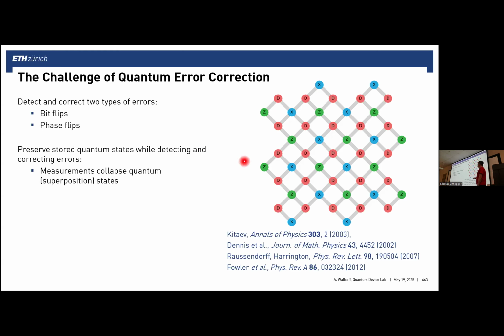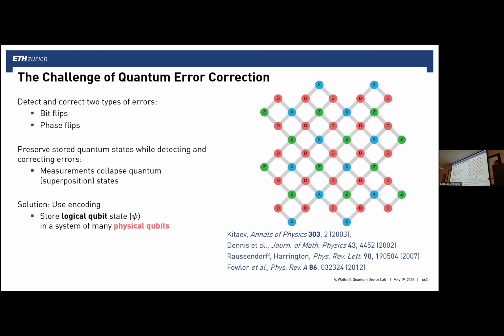And at the same time, you have to figure out whether an error has occurred or not without affecting the quantum information stored in your encoded logical qubit state. For example, if you think about a single physical qubit in a 0 plus 1 superposition state, and you were to measure it, then this measurement in itself would collapse that superposition with the probability of a half into either 0 or 1. And then you have affected the quantum information stored. So you have to come up with other schemes to deal with that challenge.